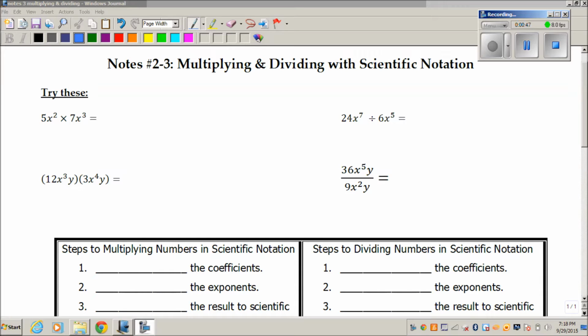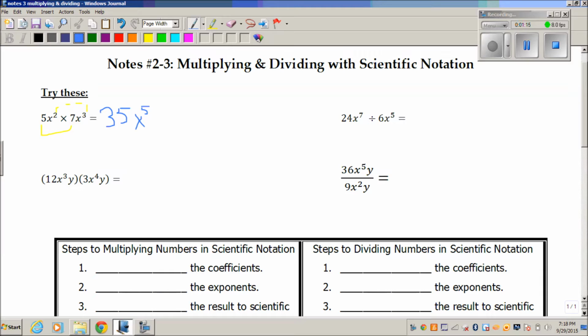And if you remember, when you multiply expressions, you're going to multiply the coefficients, and then when you multiply like bases, we can add the exponents. So in this case, 5 times 7 is 35. X to the second times x to the third is going to be x to the fifth because we add the exponents.